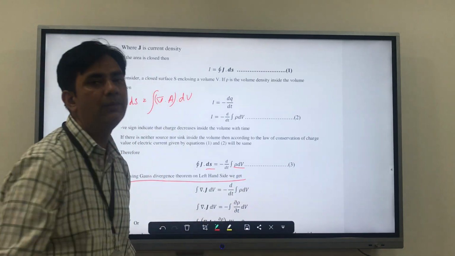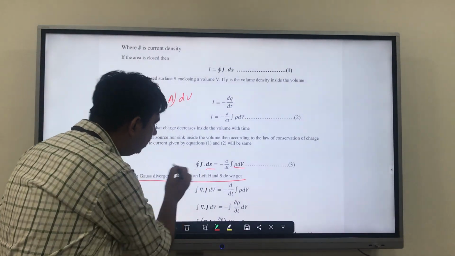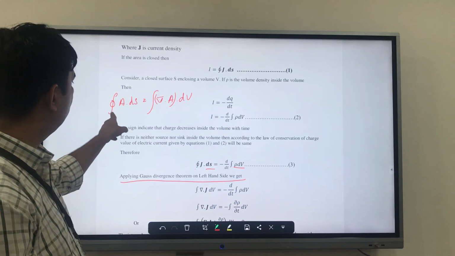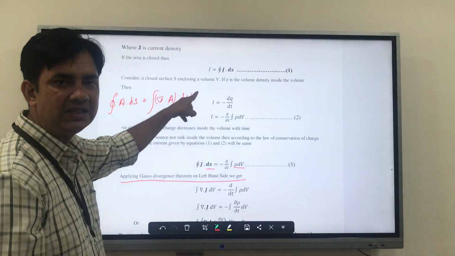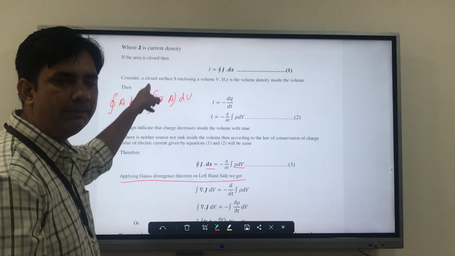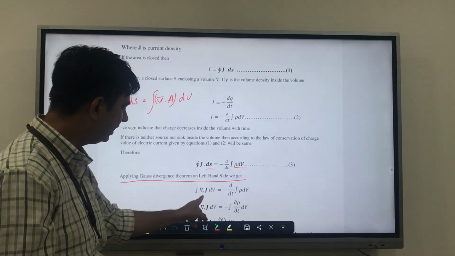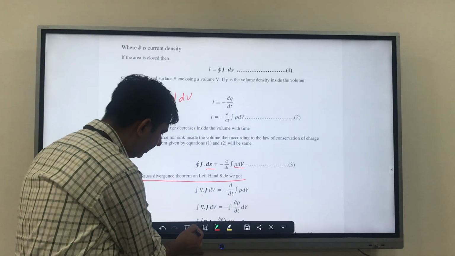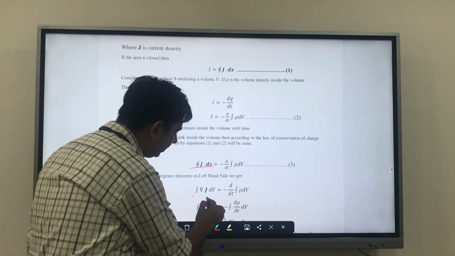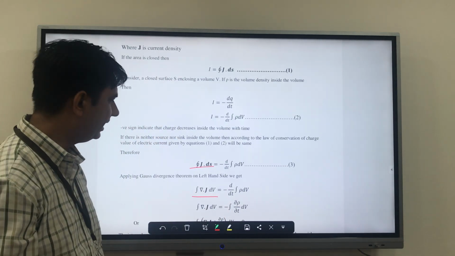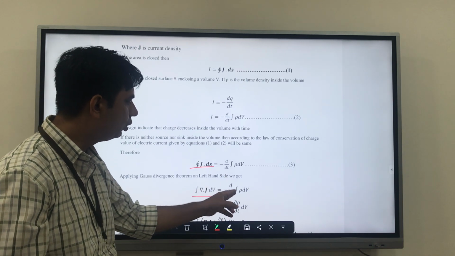So we will apply the Gauss divergence theorem on the left side. Just apply it on the left side. So what will you get? We have the closed integral of J dot ds, like the closed integral of A dot ds, and we can replace this value with this, which is the complete vector del dot J dv. So we can write that my left part gets converted into this, and we can write it as the integration of del dot J dv is equal to minus d by dt of the integral of rho dv.